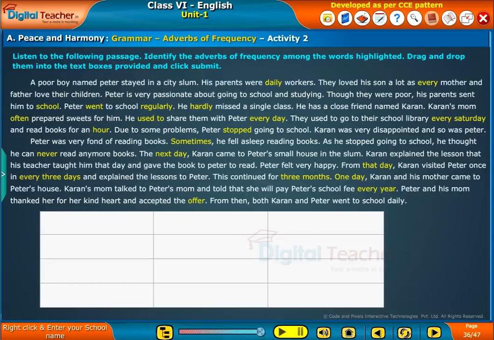One day, Karan and his mother came to Peter's house. Karan's mom talked to Peter's mom and told that she will pay Peter's school fee every year. Peter and his mom thanked her for her kind heart and accepted the offer. From then, both Karan and Peter went to school daily.